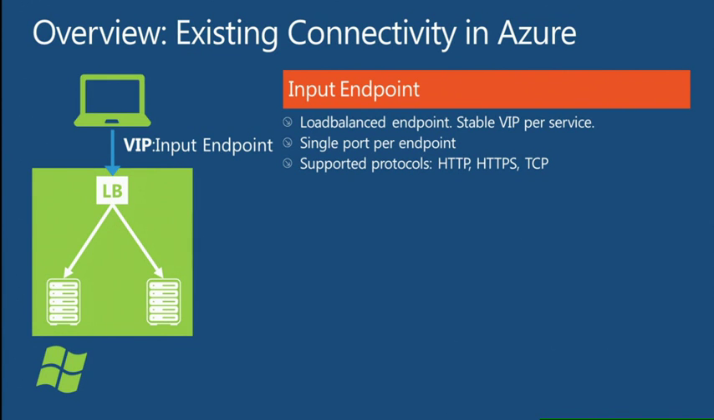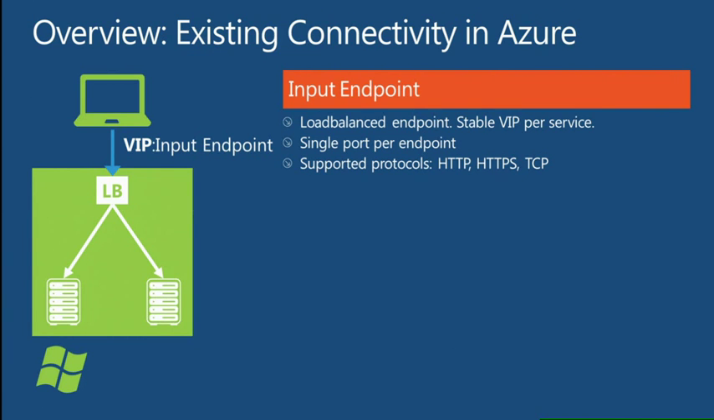And to get back to input endpoints, it's actually a single port. It could be TCP, let's say TCP port 500, that you choose to open up to the internet. You could open it up and load balance across multiple instances. So by default, an input endpoint is a load balanced endpoint that you define for your service. The set of protocols that we supported till SDK 1.6, which was the release that we made early this year, was HTTP, HTTPS, and TCP.